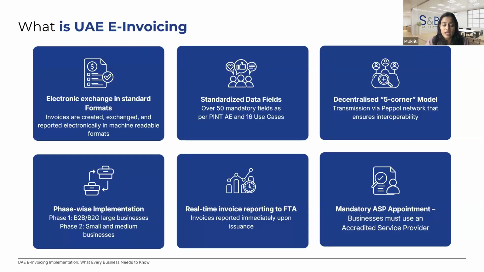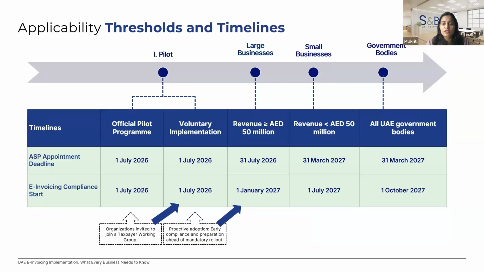Now, the mandate as of now is, as we understand, for business to business transactions and any invoices or credit notes raised for business to government entities. Unlike in KSA, there are only two phases in which the implementation will happen. And the threshold for this is the revenue. More than 50 million revenue, you are in the first phase. Start implementation by 1st January 2027. Now, we have less than a year to reach the e-invoicing mandatory date.